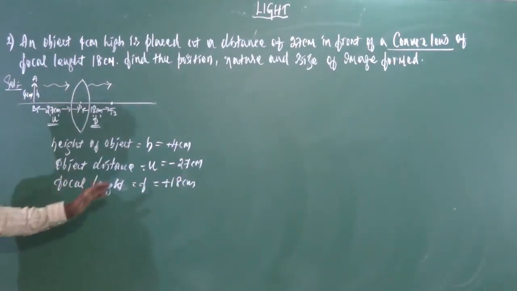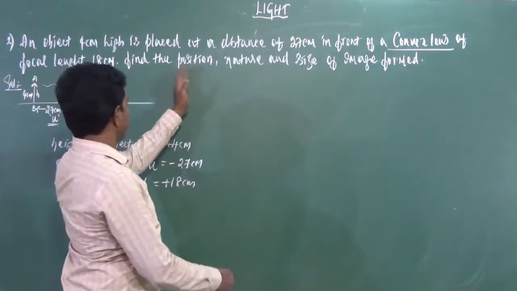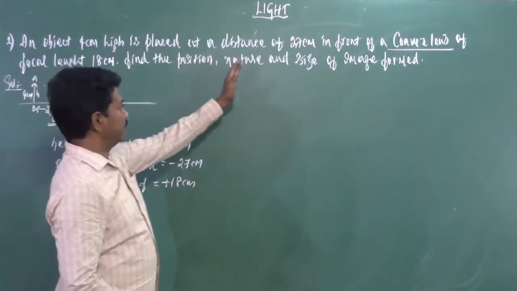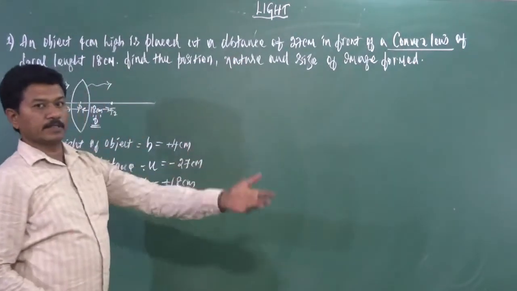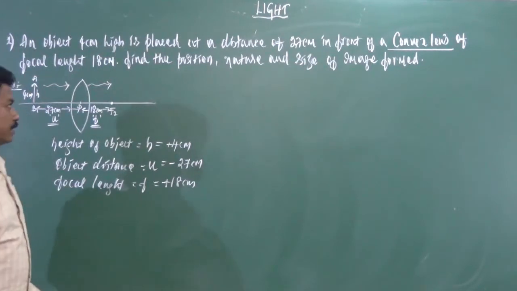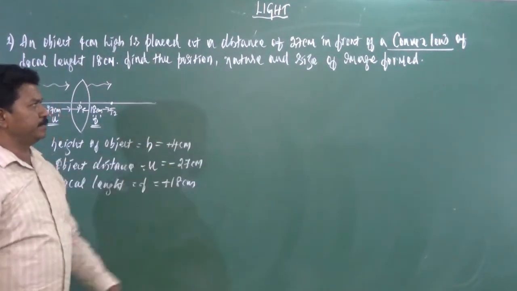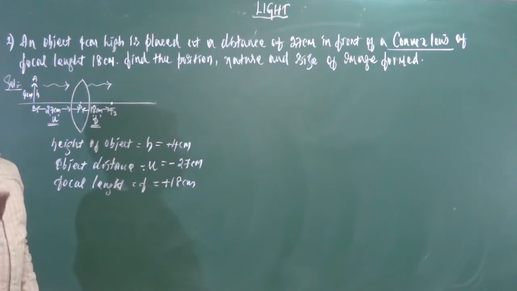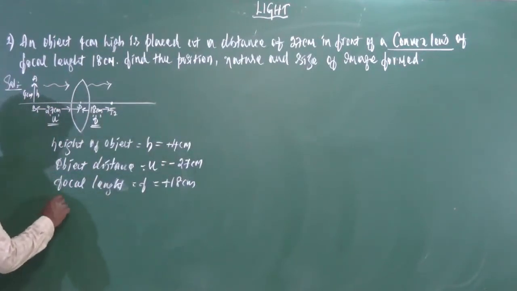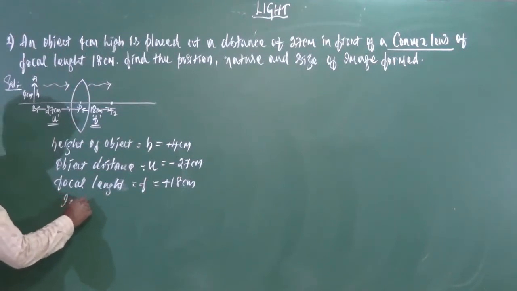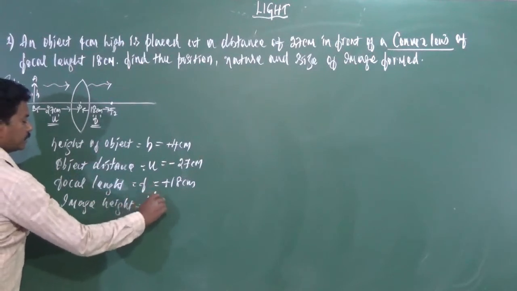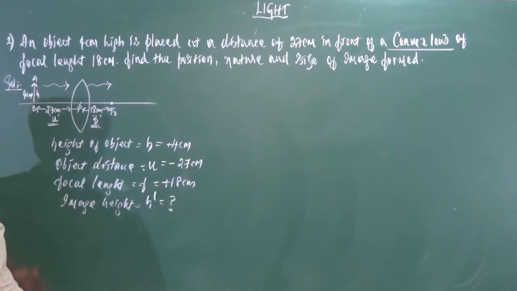So you have to find the position where the image is formed. Position means where the image is formed. Next is nature. For nature we have to check whether the image is real and inverted, or virtual and erect. And the size of the image. Size means you have to find the height of the image, that is the value of h dash. So image height h dash is equal to, and you have to find out the position.